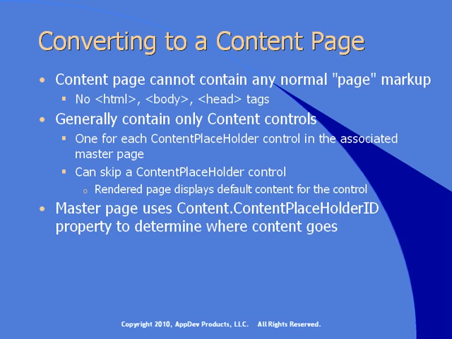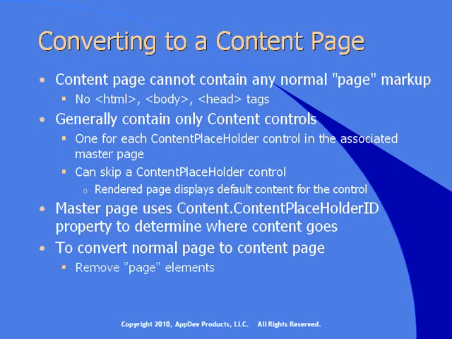The master page uses the content object's content placeholder ID property at runtime to determine where the content goes. So to convert a normal page to a content page, you remove the page stuff and add a content control and then move the content. Those are the steps you'll have to go through to convert from a normal page to a content page.